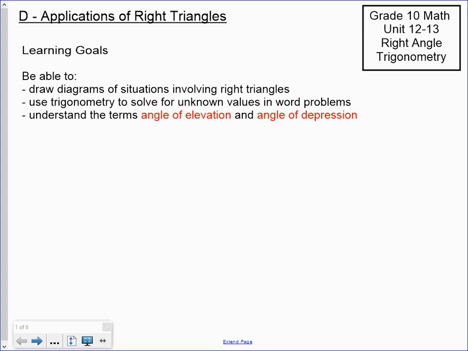By the end of today, we want to be able to draw diagrams of situations involving right triangles. Basically, they give us a description of a situation in words, and we need to draw the right angle triangle that is going to represent that situation. And then, of course, use the trigonometry that we've learned to solve for the unknown values in these word problems that they give us. Usually it's going to be the length of the side that we're solving for.